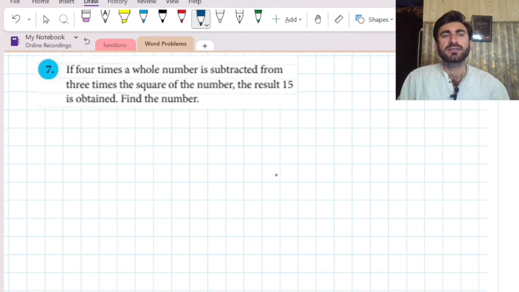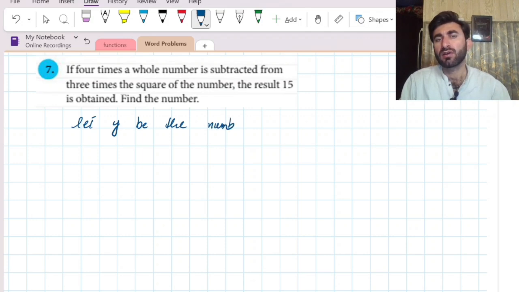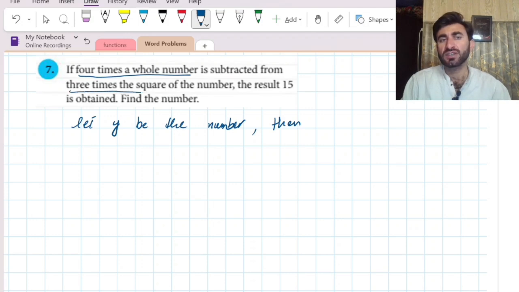In the next part it states, if 4 times a whole number is subtracted from 3 times the square of the number, the result is 15. Find the number. Once again we have to start with the assumption, let y be the number. Then according to the condition which states 4 times the whole number is subtracted from 3 times the square of the number, it will be 3 times y squared minus 4y and the result is 15.